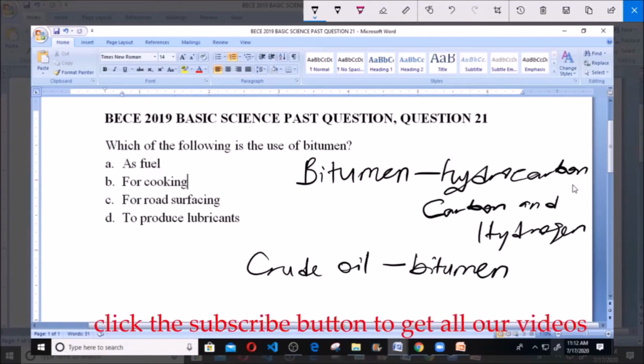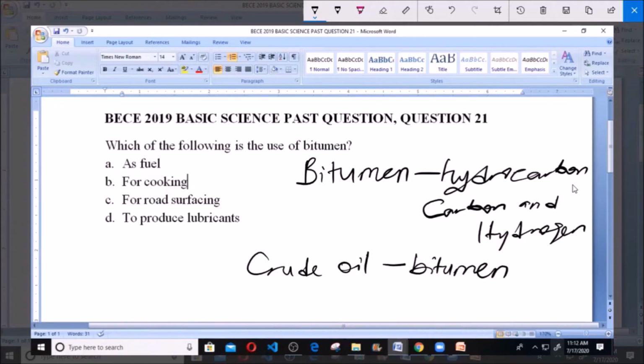Now each of these products has its own use. Bitumen is not used as fuel. Fuels are those substances that we use to power our machines, and bitumen is not used to power machines. Likewise, it's not used for cooking.